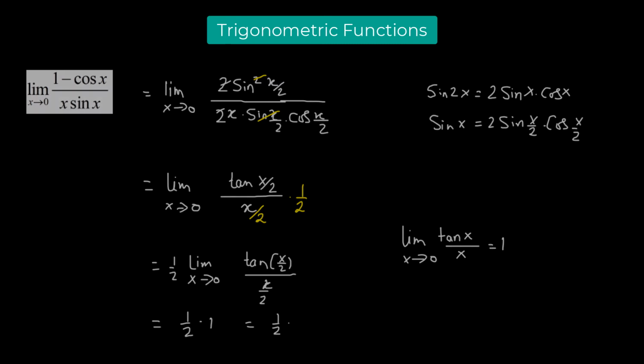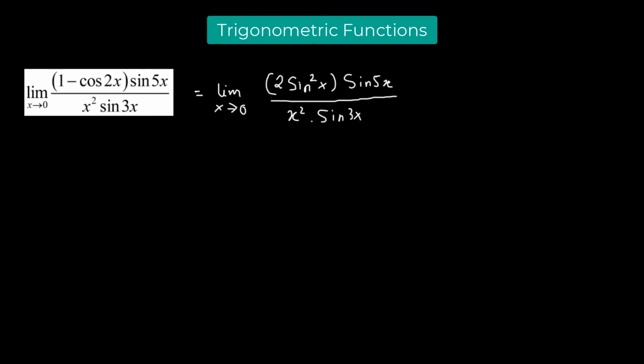Let us do another problem. Here we have to determine the limiting value of the given trigonometric function. Let us begin by simplifying the given function. So we have limit x approaching 0. 1 minus cosine of 2x can be replaced by 2 times sine squared x, multiplied by sine 5x, divided by x squared times sine 3x. Now we're going to do a little bit of arrangement here.